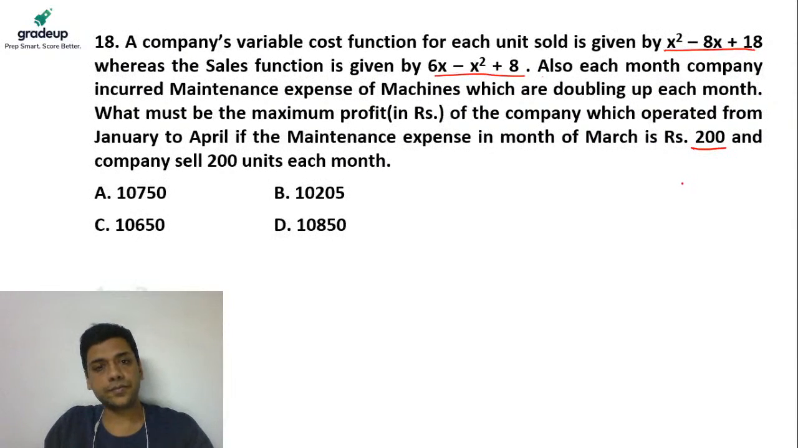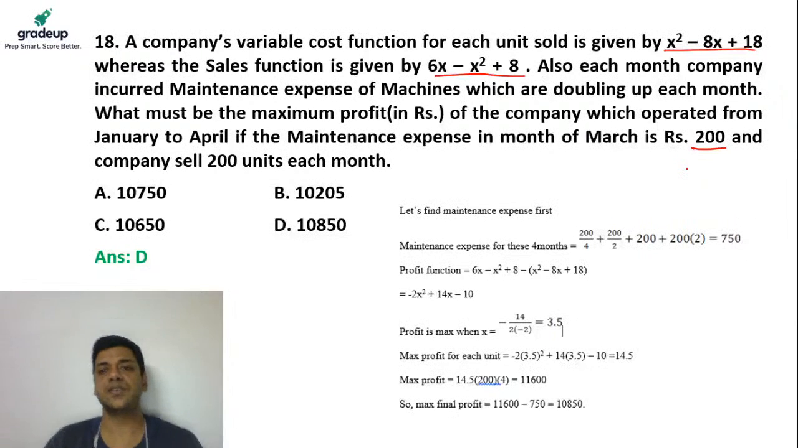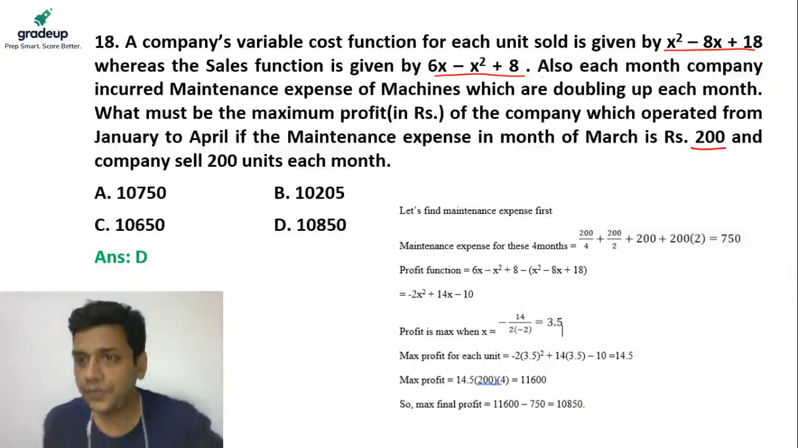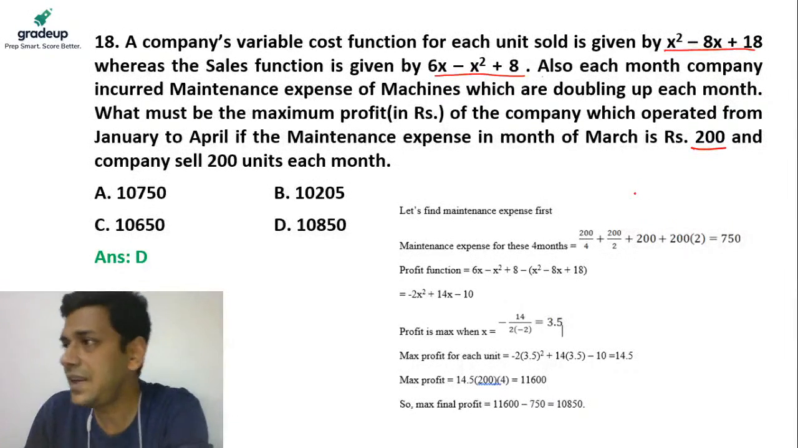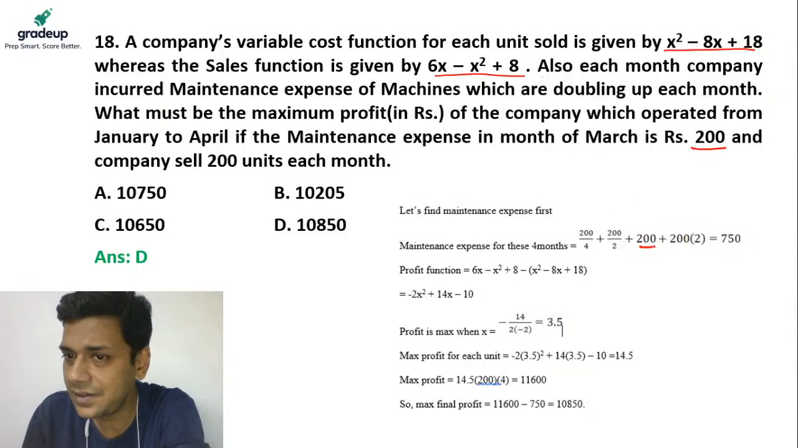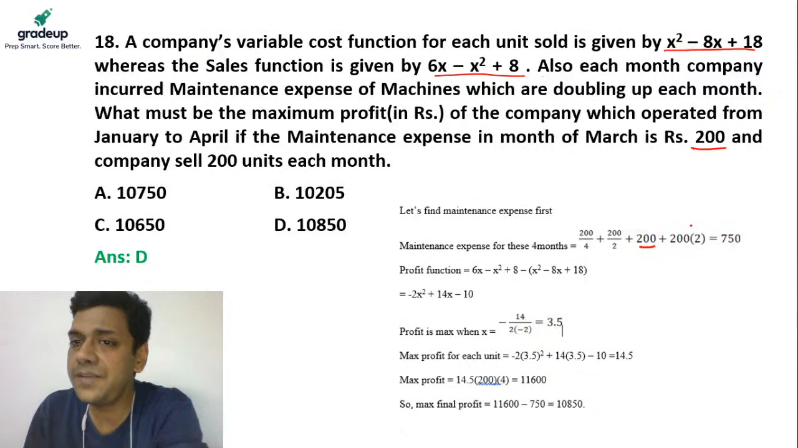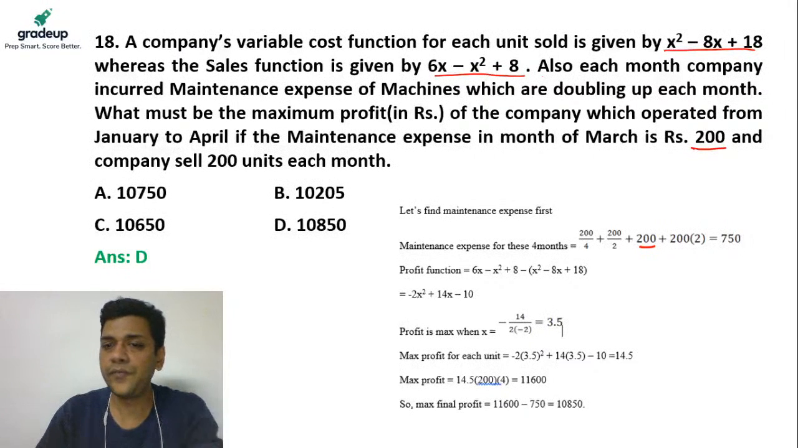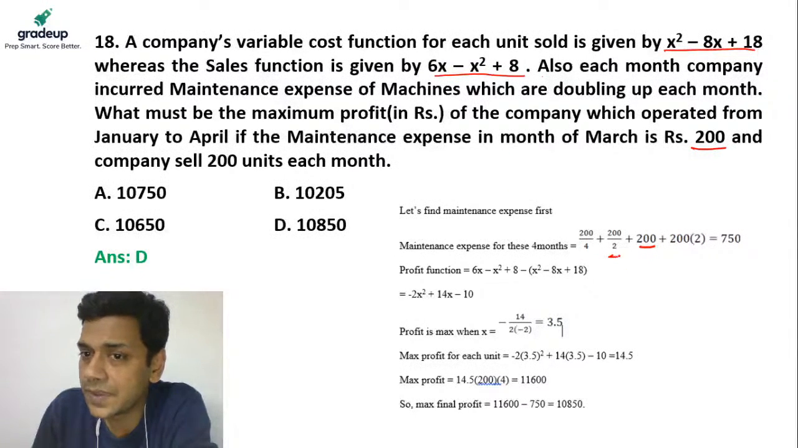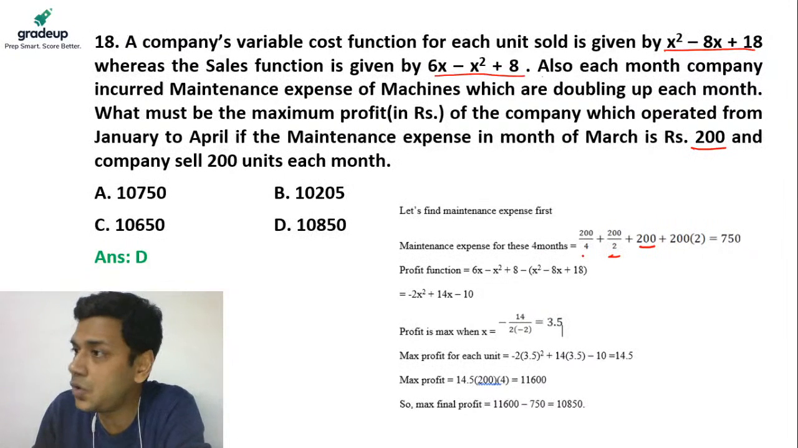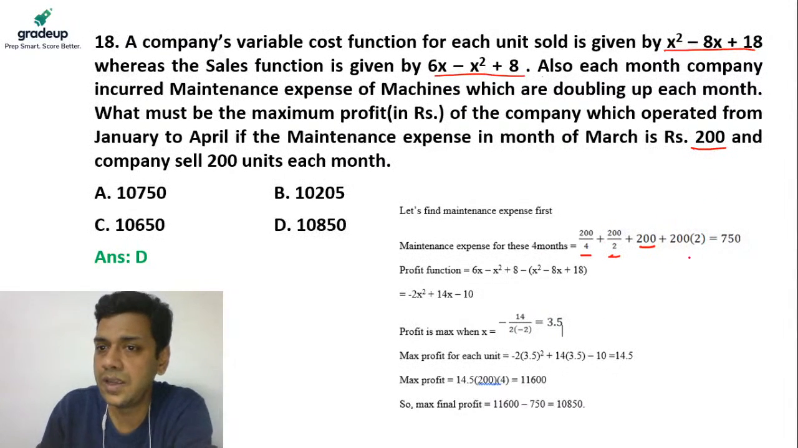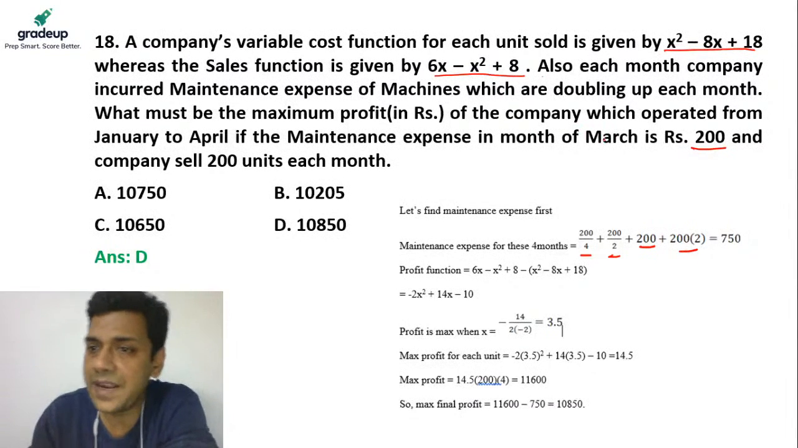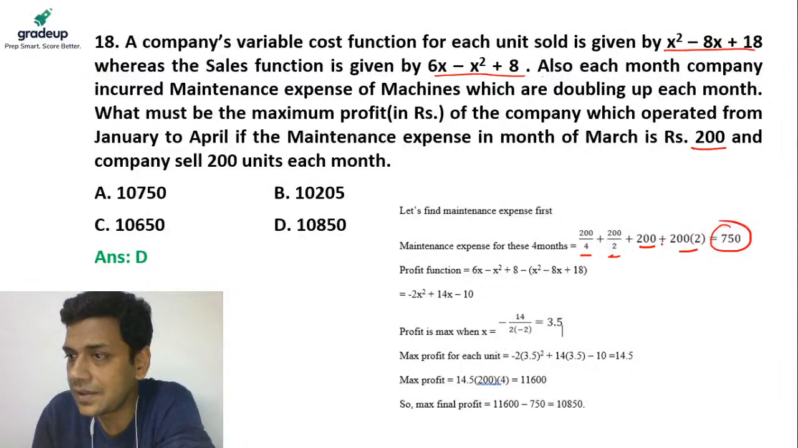Okay, so we'll simply look at the answer. First of all, what's the maintenance? Maintenance for the month of March is 200. Now if it doubles every month, can I say previous month it was half of it? So Feb it was 200 upon 2. January it was 200 upon 4. And April it becomes 200 into 2. So total maintenance is 750.